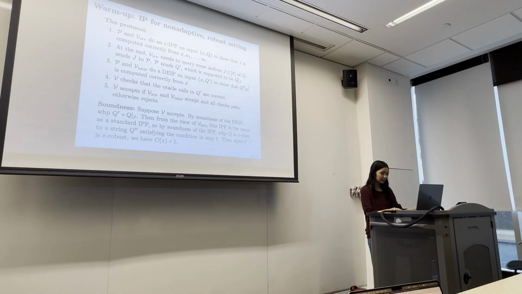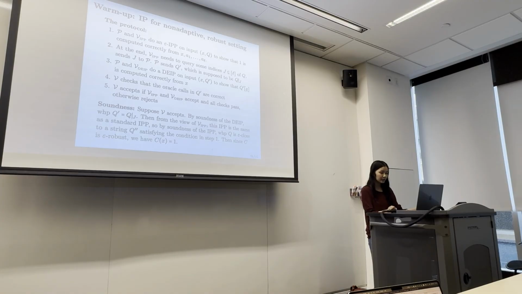So soundness, the argument goes like this. Let's suppose that V accepts, and we want to show that with high probability, the output of the circuit is indeed 1. By soundness of this doubly efficient interactive proof, with high probability, Q prime is going to be equal to Q at these indices in J. And so if this is the case, from the view of the IPP verifier, this IPP is just going to look the same as a standard IPP. So we can invoke soundness.